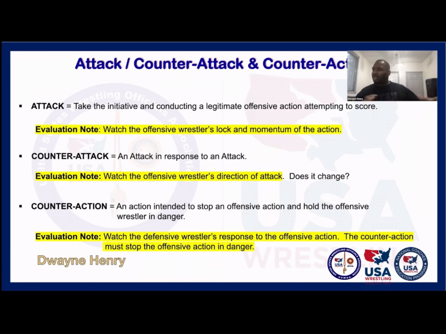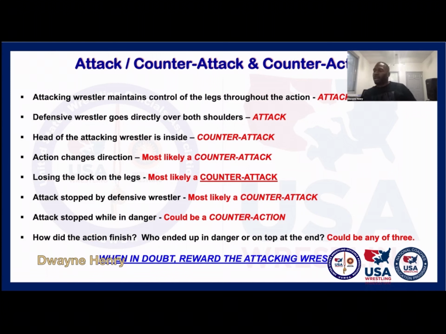So if you take those notes for some of these actions, they help lead you in the right direction of where things are going, to help try to score it correctly or evaluate the actions correctly as they occur. Another guide to get you through a couple of these is for attack, counterattack, and counteraction. The attacking wrestler maintains the hold throughout their lock. That's going to be your attack, more like that double leg example that we talked about a little bit ago. If the defensive wrestler goes over both shoulders, that could be an attack situation, right?